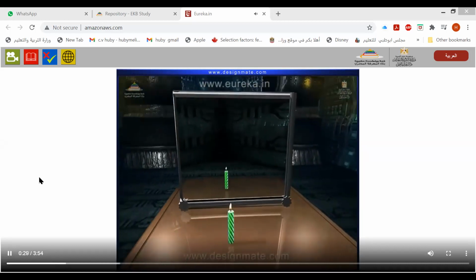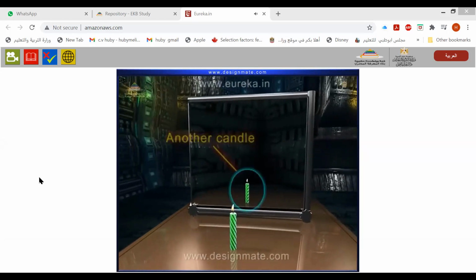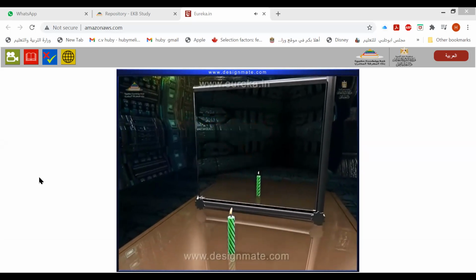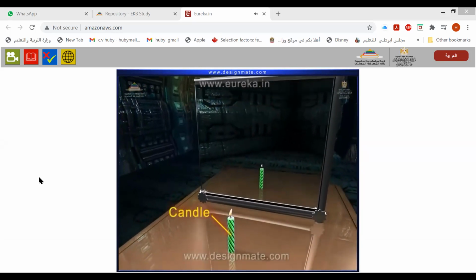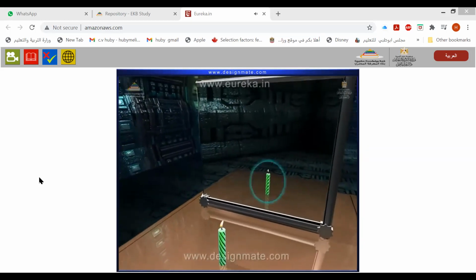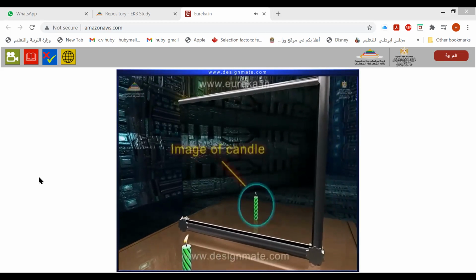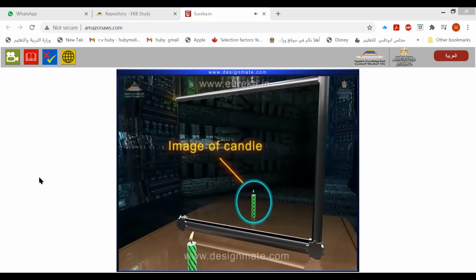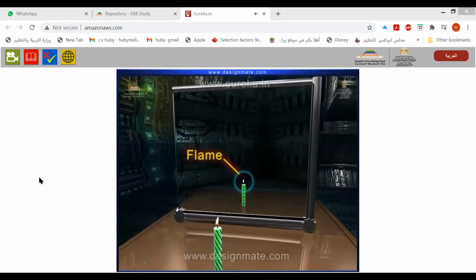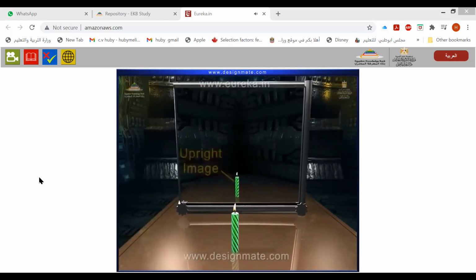Place a candle in front of a plane mirror. There seems to be another candle placed behind the mirror. The candle placed in front of the mirror is the object, and the candle which seems to be placed behind the mirror is the image formed. On seeing the image, we find that the flame is on top of the candle. This means that the image formed is upright.